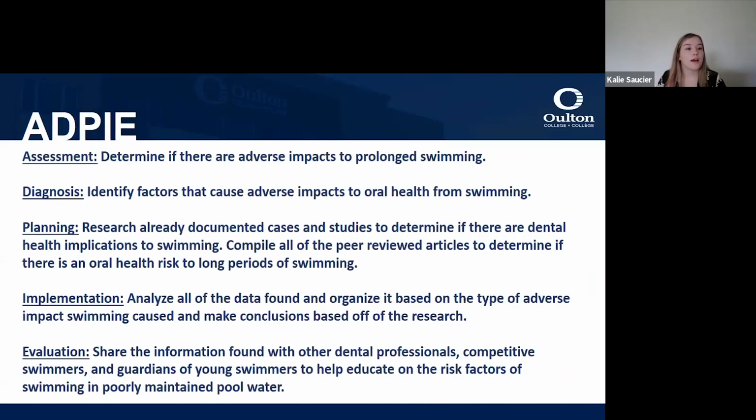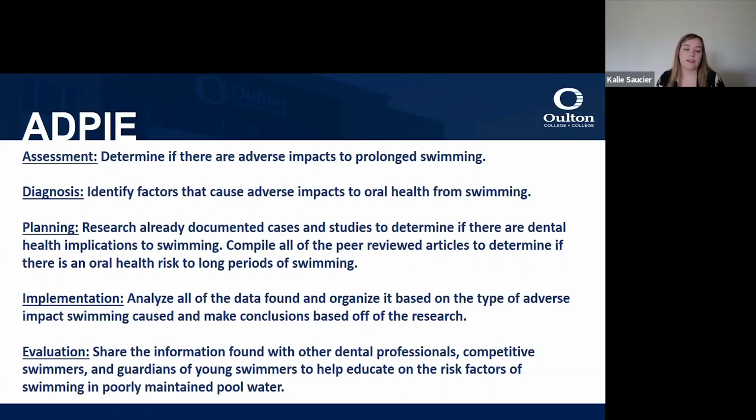So for our ADPIE, our assessment was to determine if there are adverse impacts to prolonged swimming. Our diagnosis was to identify factors that cause adverse impacts to oral health from swimming. Planning is to research already documented cases and studies to determine if there are dental health implications to swimming. We want to compile all of the peer-reviewed articles to determine if there is an oral health risk to long periods of swimming. Implementation is to analyze all the data found and organize it based on the type of adverse impact swimming caused and make conclusions based off the results.